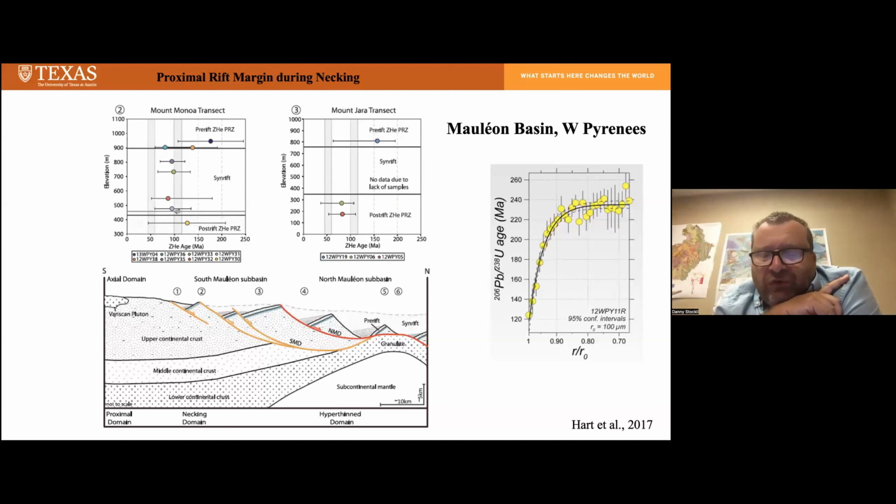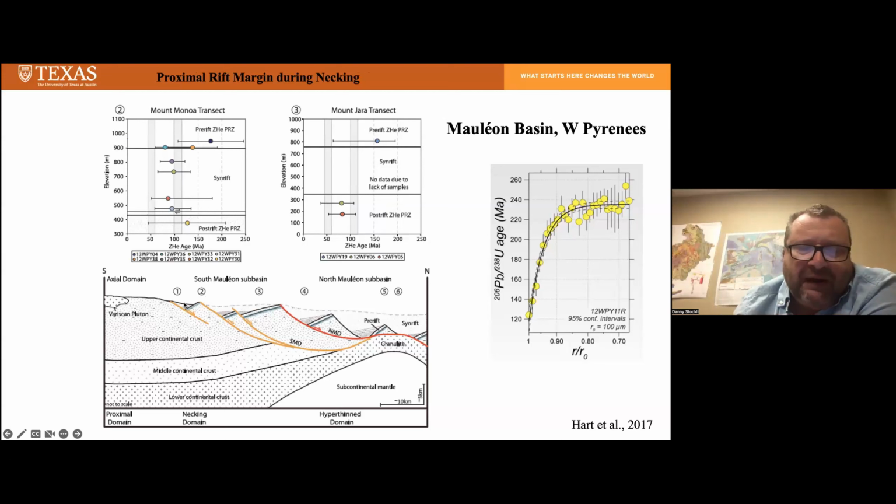So with the student, Nicole Hart, we looked at the thermal evolution of the proximal margin in the hyperextended system in the Western Pyrenees, the Mauléon Basin. And basically here you see these orange faults are the faults of the proximal margin, and in red here is a normal fault, the North Mauléon detachment that eventually leads to probably mantle exhumation.